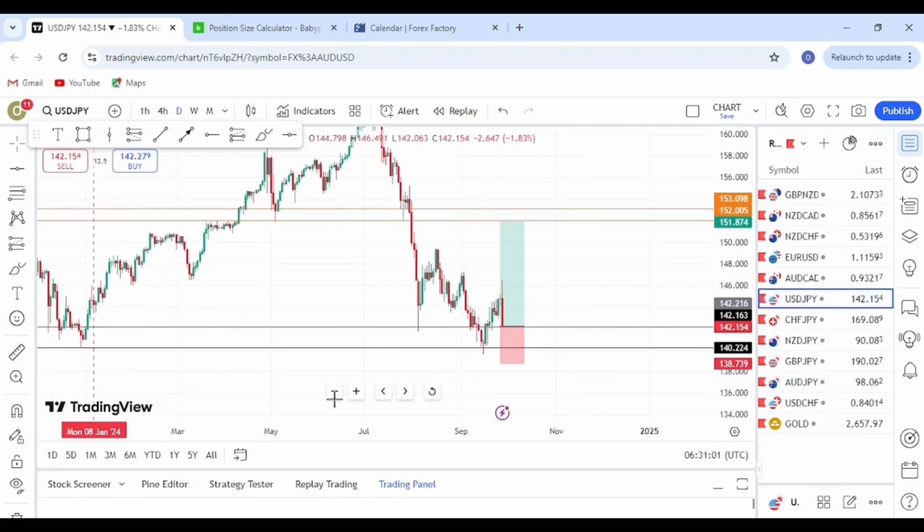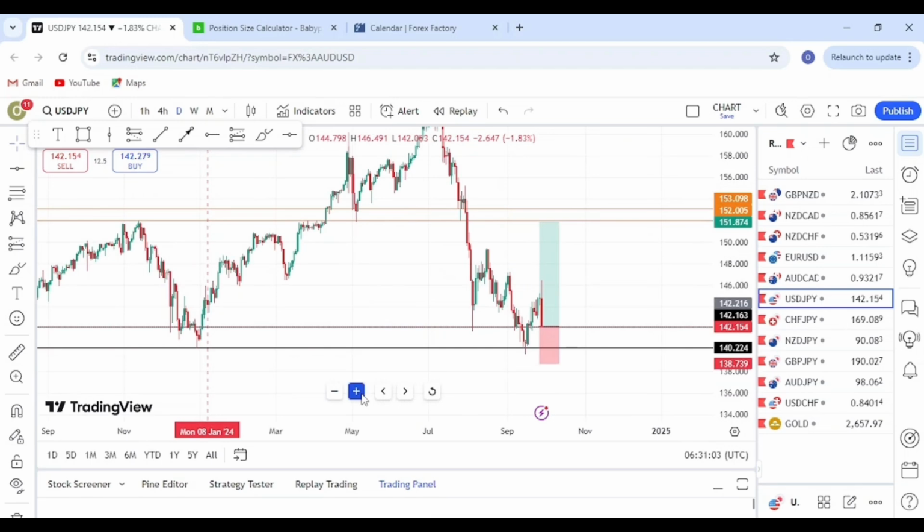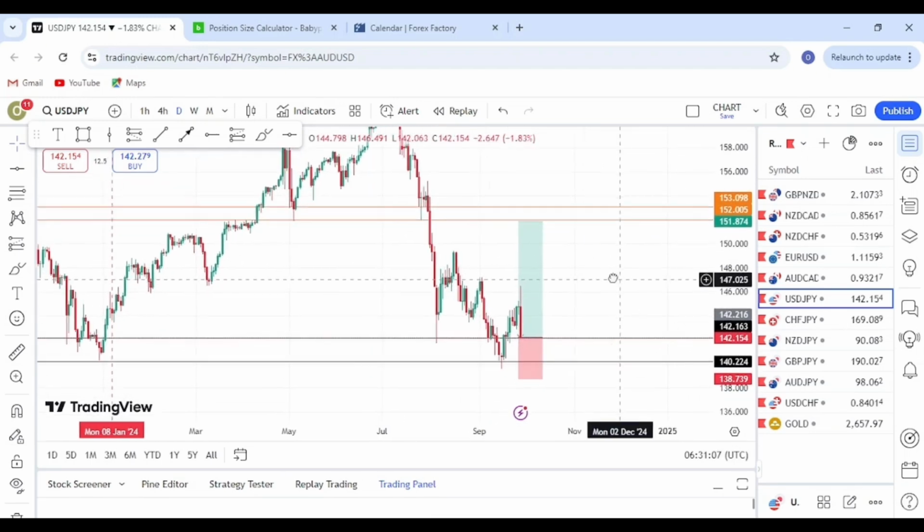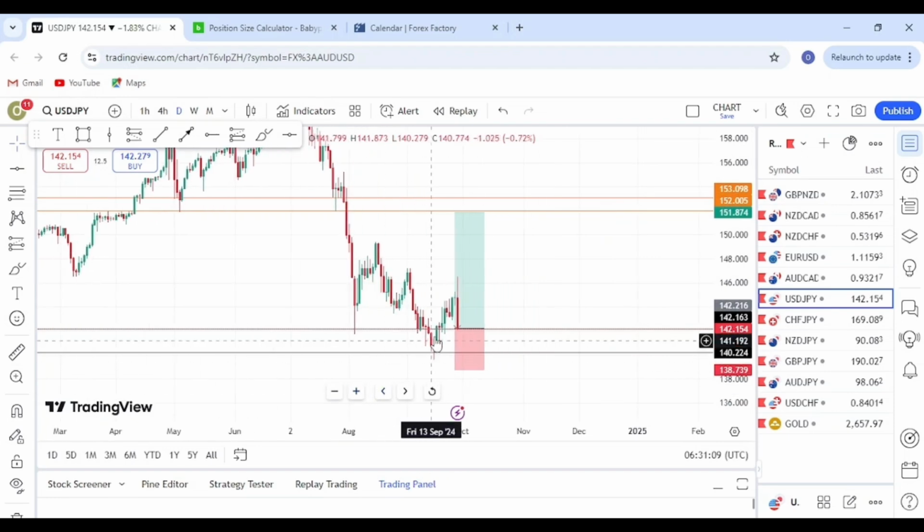Now this is another one. I'm currently on this trade right now, this USD JPY trade. I took this trade last week or so. I took a buy on this trade. Now, why did I take a buy on this trade?